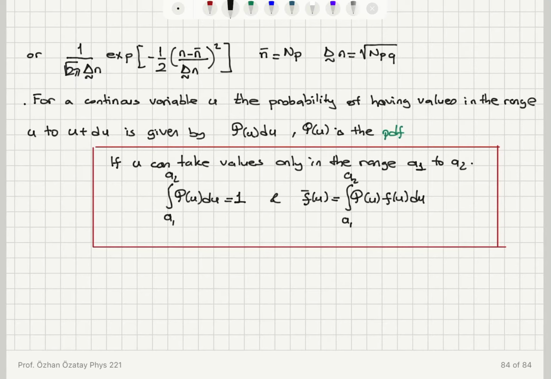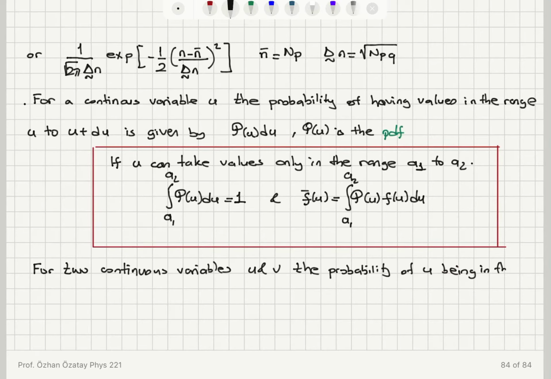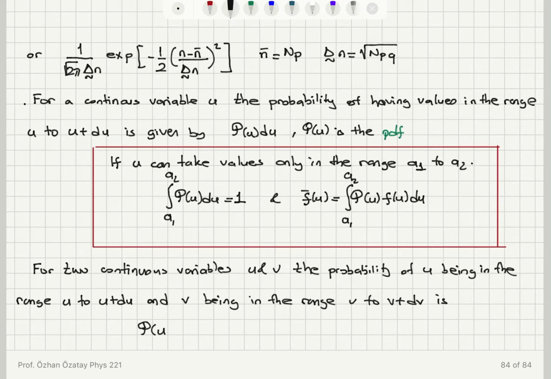And another generalization: if I have two continuous variables, u and v, the probability of u being in the range u to u plus du and v being in the range v to v plus dv is given by the joint probability distribution function p(u,v) du dv.